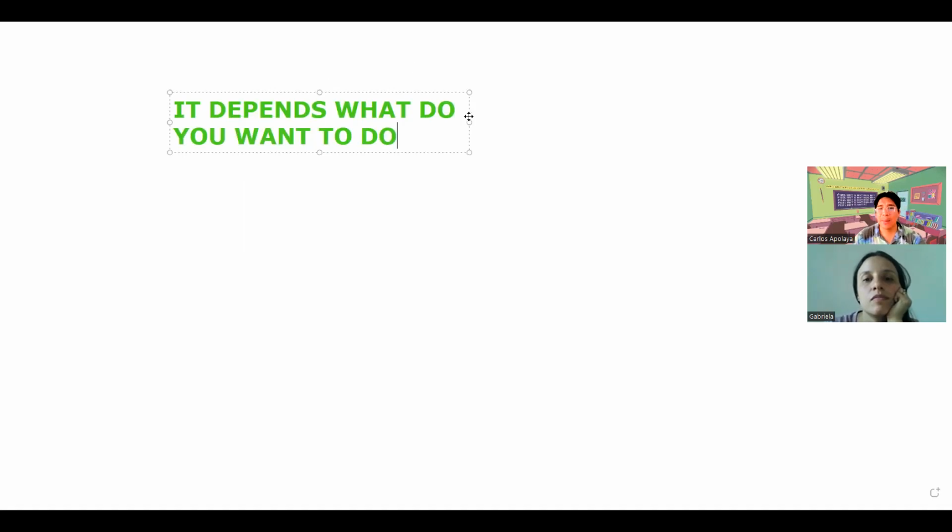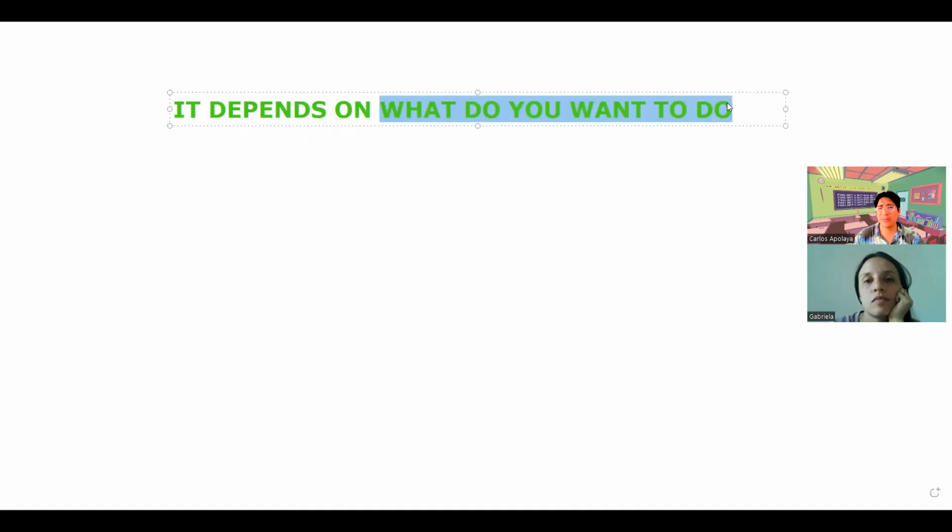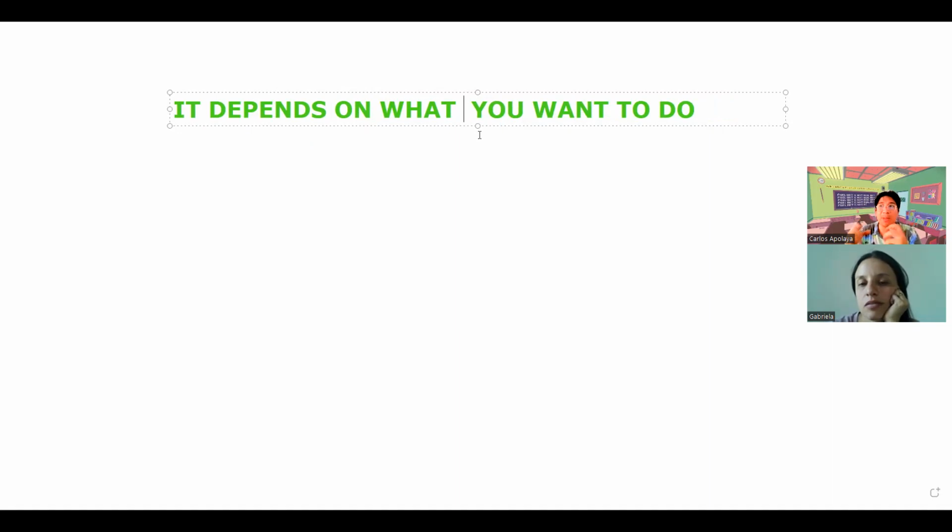Incorrecto. ¿Por qué? Porque primero el depends trabaja con el on, ¿cierto? Depends on. Ahora, ¿es esto una pregunta, Gaby, o es algo indirecto? Algo indirecto. Entonces no es una pregunta, es it depends on what you want to do. Porque si tú me dices así, it depends on what do you want to do, me cortas la hilación y me haces una pregunta. Lo otro sería, it depends on what you want to do.